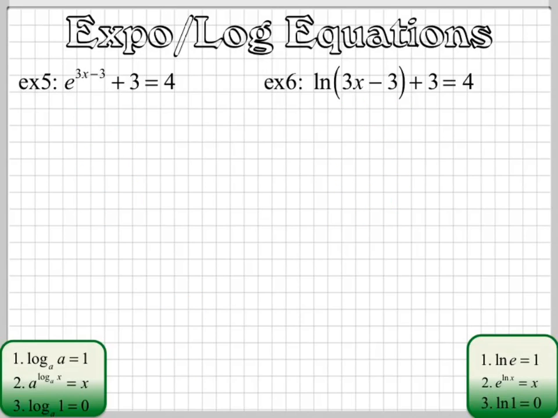Okay, next. Only have one more slide after this one. So now again we're going to get rid of this 3 right here. Now we have e to the 3x minus 3 equals 1. A little bit more work to do here because there's more going on inside of our exponent. How do we get rid of the base e? Natural log, because natural log has a base e.